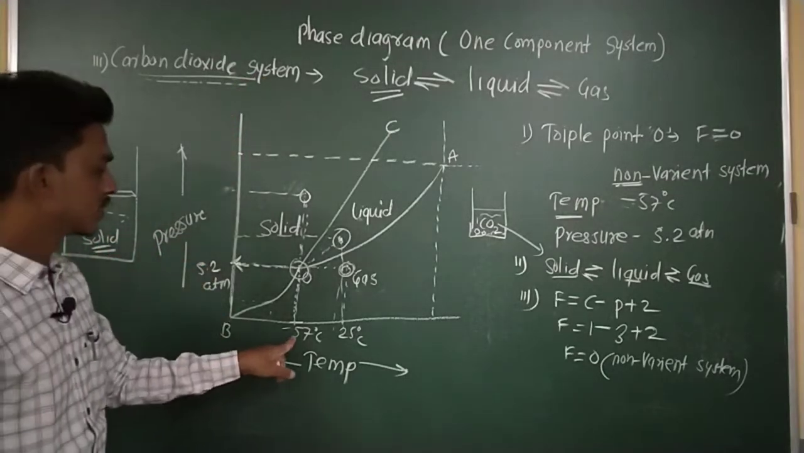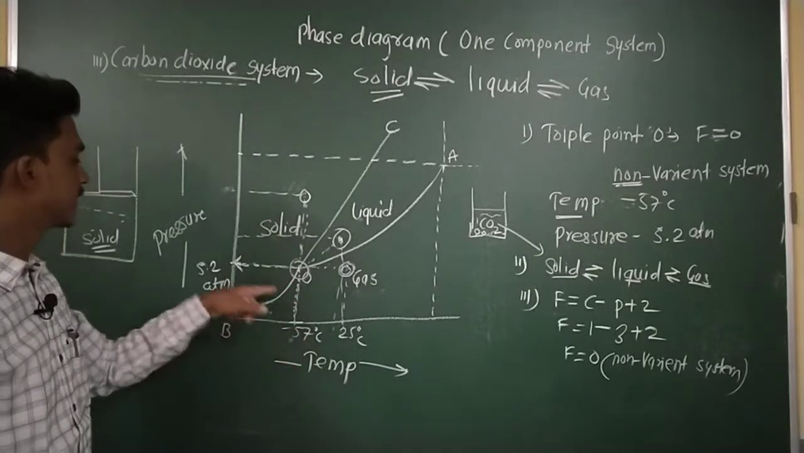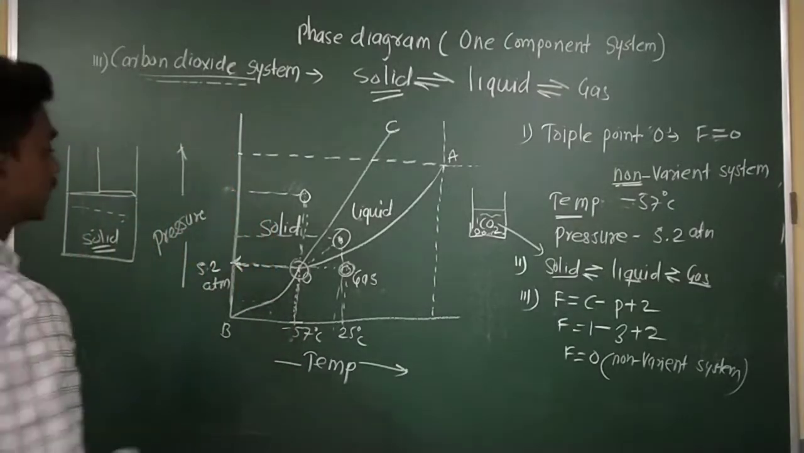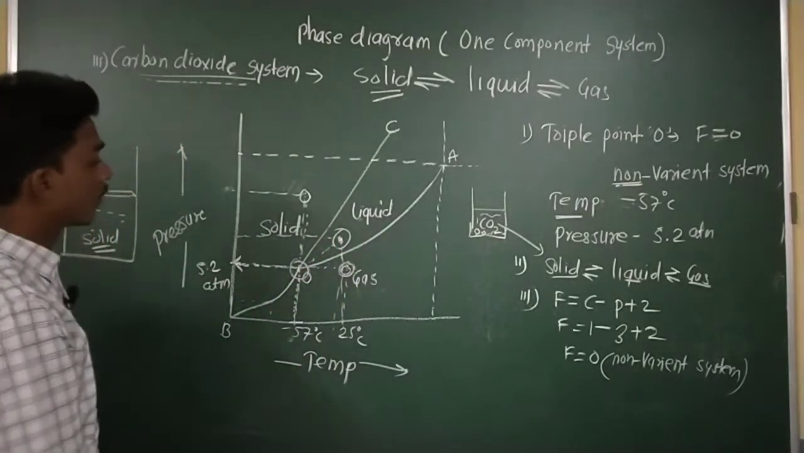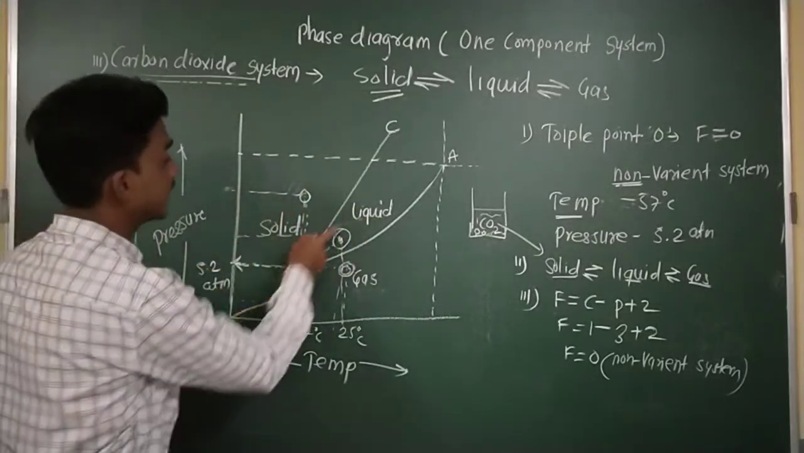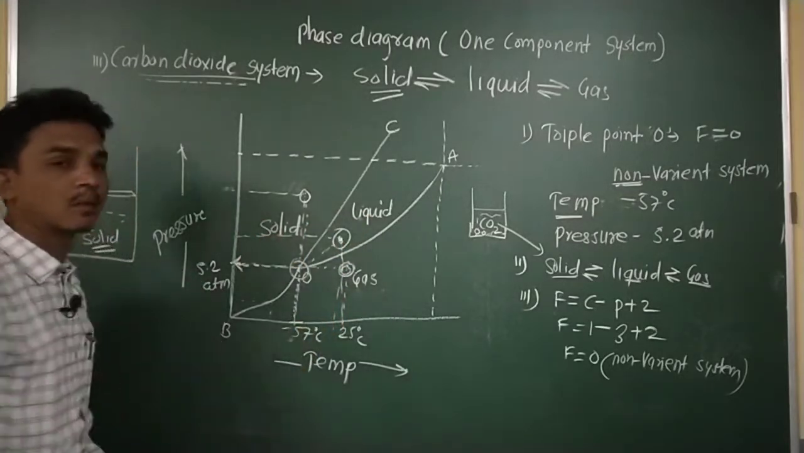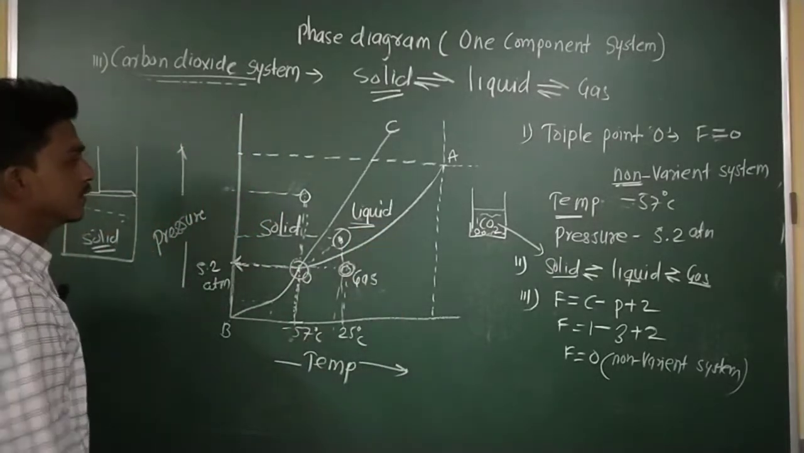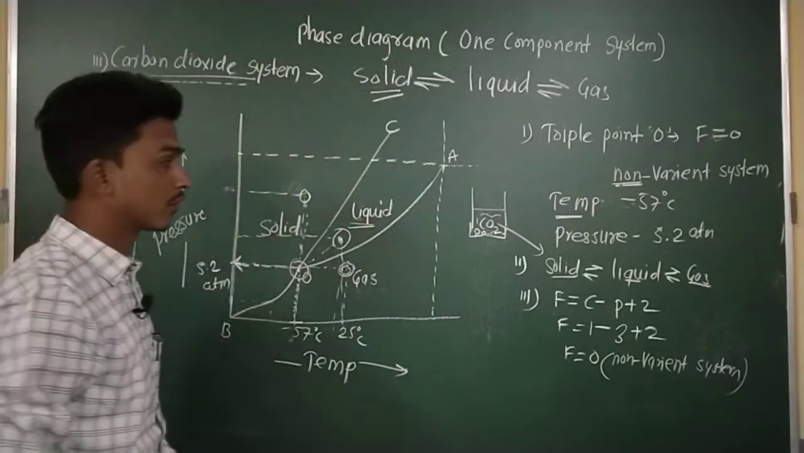At minus 57 degrees Celsius and at a pressure of 5.2 atmospheres, what will happen? Triple point, that means solid, liquid and gaseous carbon dioxide molecules all exist, but I want only the liquid state, so I will change the temperature and pressure. When I increase the temperature and pressure of the system, the solid and gaseous carbon dioxide molecules get converted into liquid only. So where do we get this information from? The phase diagram of the carbon dioxide system.